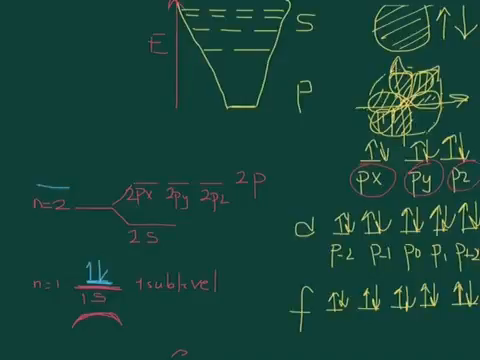In the second energy level, we have two sublevels, the 2s and the 2p sublevels. The 2s sublevel has only one orbital, the 2s orbital, and the 2s orbital can have a maximum of 2 electrons.